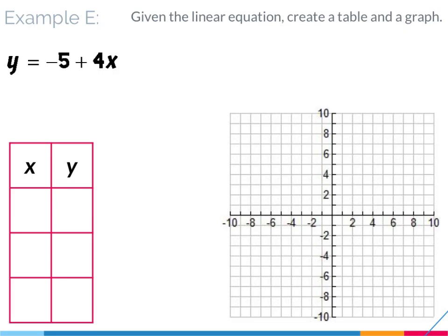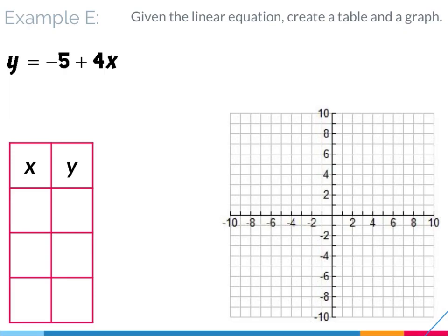Here we are at the final example, and it's a little more complicated. I've got -5 plus 4x, so whatever I take, I'm going to be multiplying by 4 first and then adding -5 to it. Since I'm multiplying by 4, I want to pick numbers that are very small, because when I multiply them by 4, they're going to get very big very quickly, and then they're going to end up off my graph. So the points I choose need to be small.